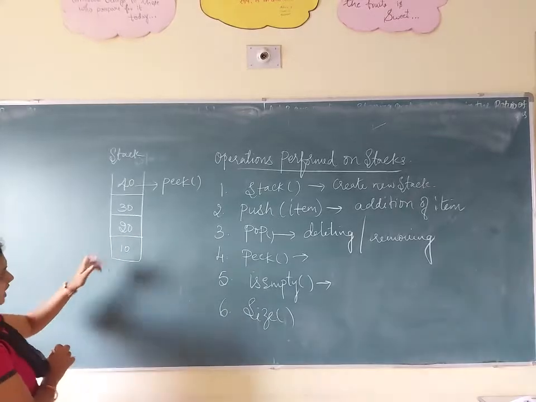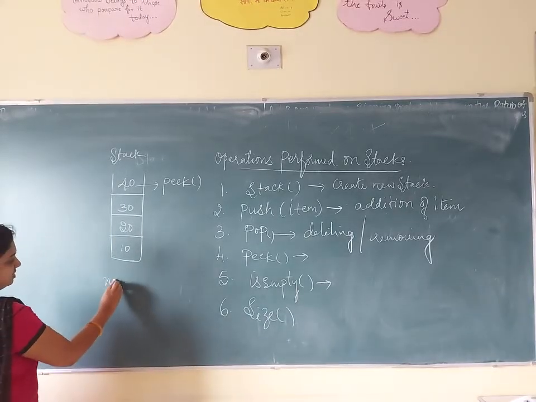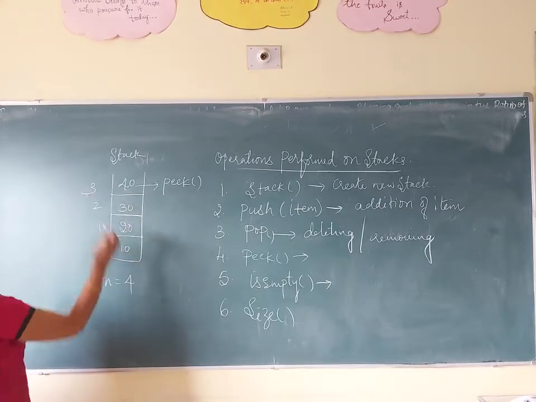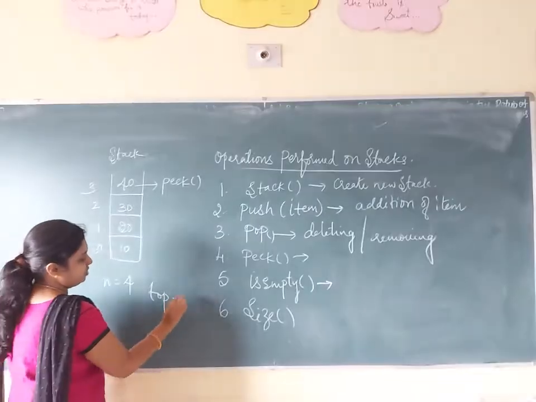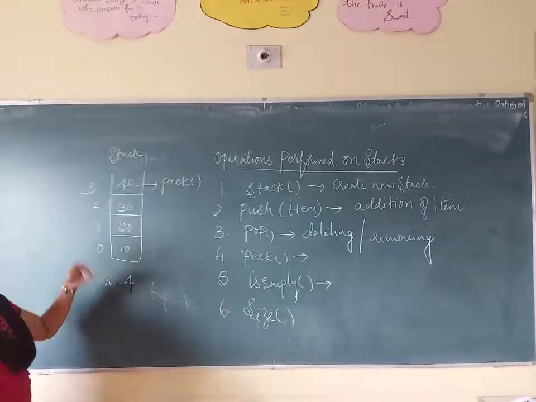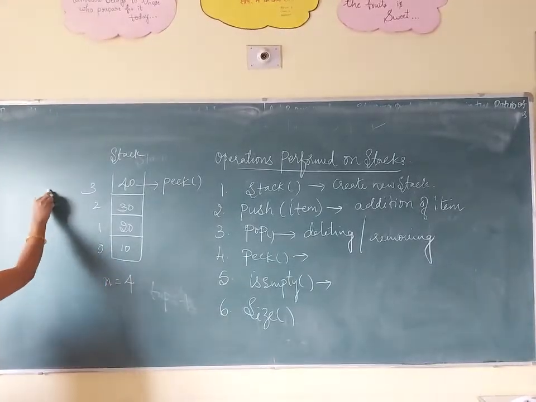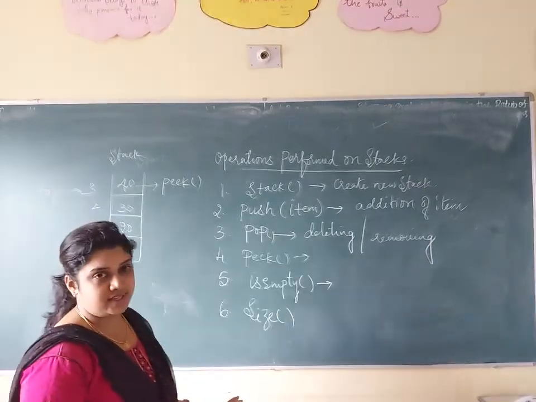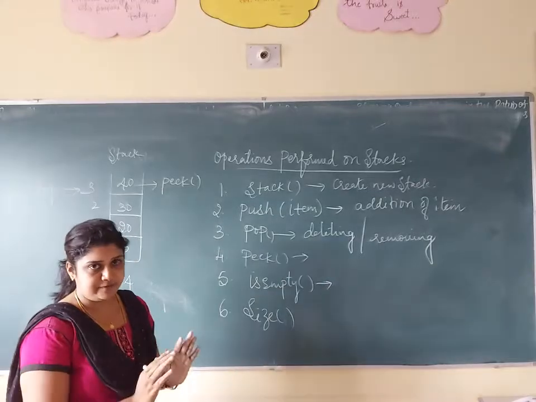See, suppose here I have taken 4. My size is equal to 4, from 0, 1, 2, 3. And top is always pointing to -1. But now we have inserted an item. Now the top is pointing to 3. So these are all the basic operations of stack, and it is very important.